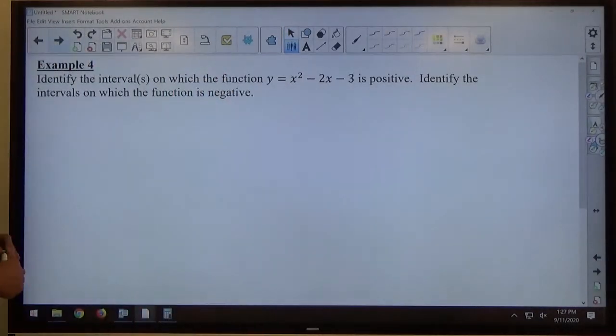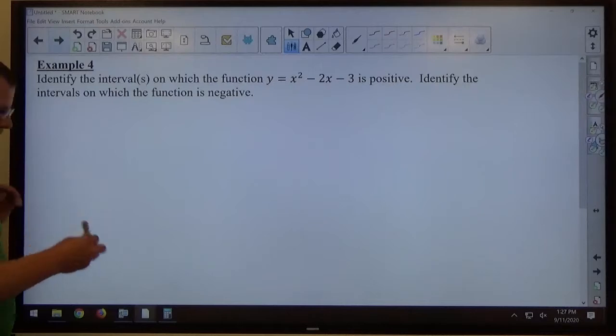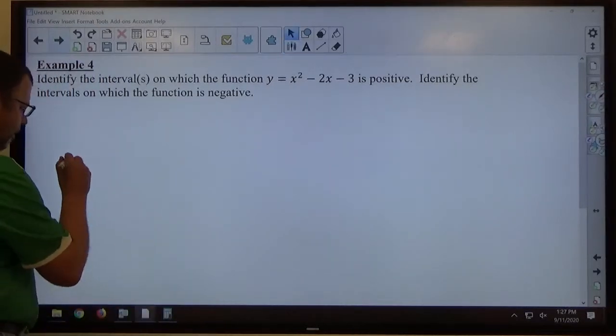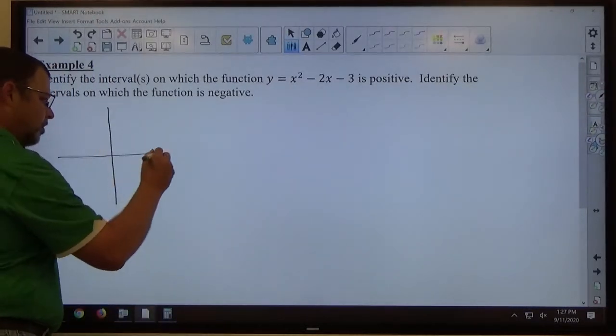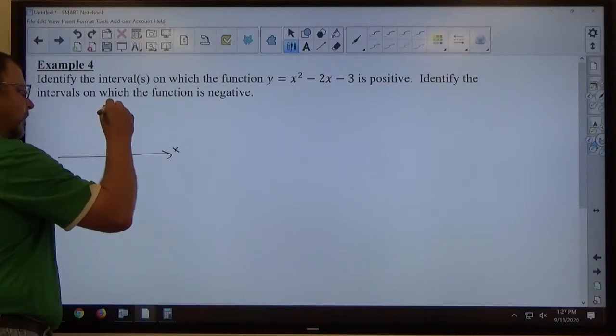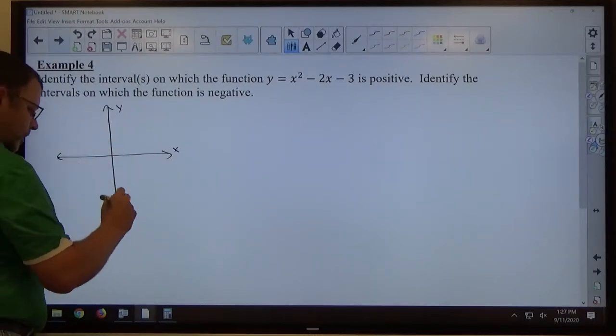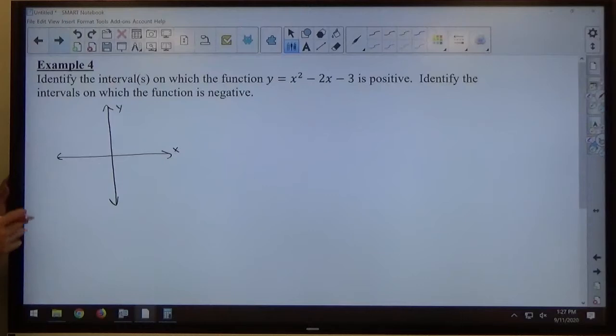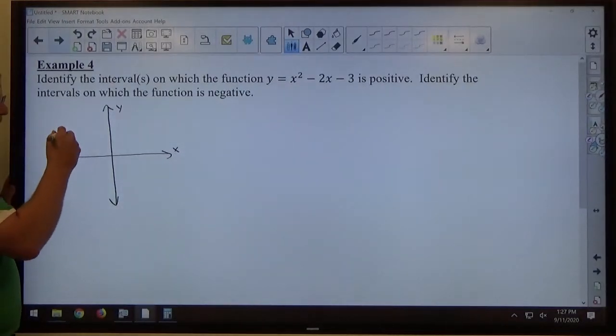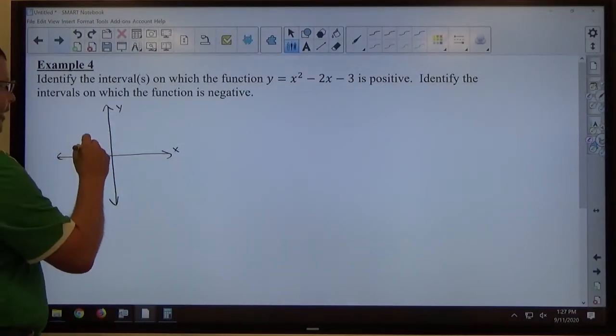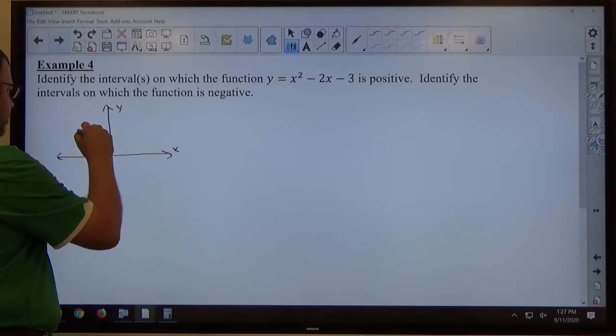And with that in mind, this is the thought. Imagine we have an xy graph, just a normal xy system like this. And we have a graph that looks like whatever it looks like. Let's just say it's going to look like this right here.